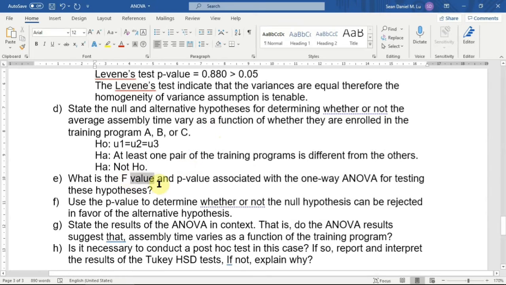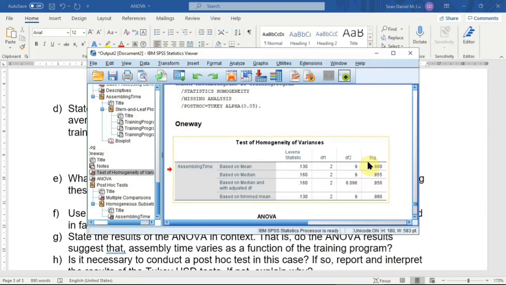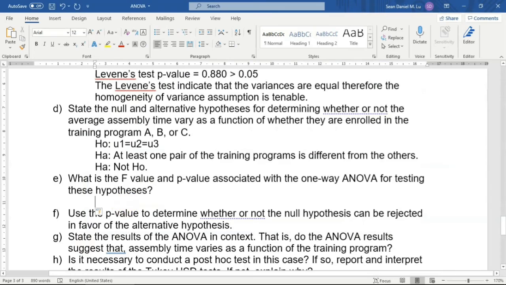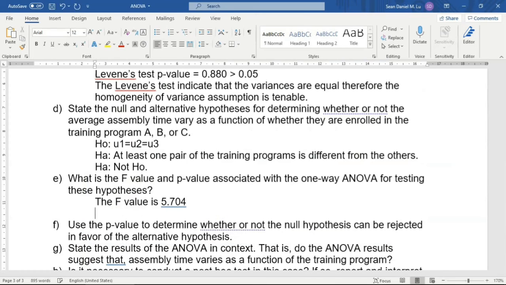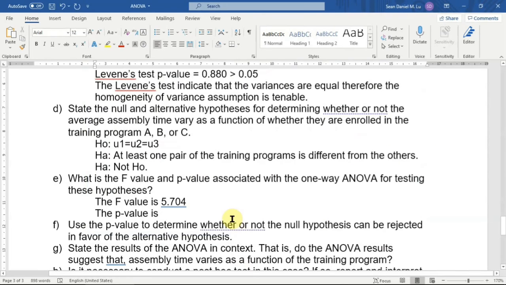What is the F value and p-value associated with the ANOVA test? So let's go back to output. The F value is 5.704. The p-value is 0.025.